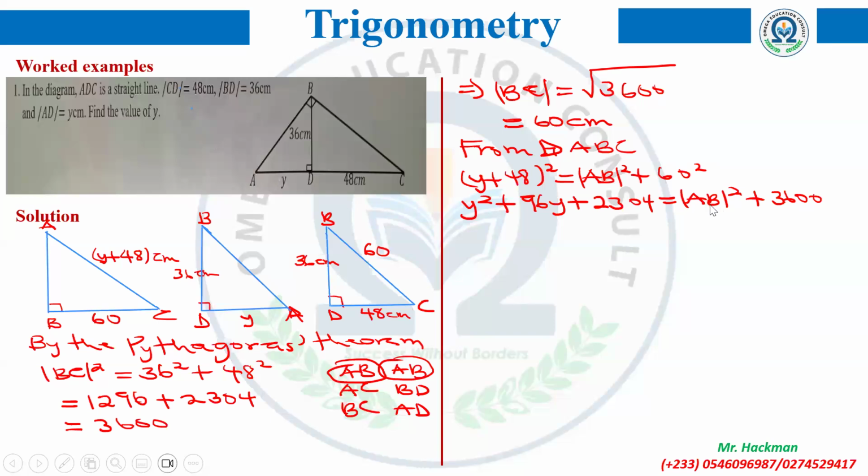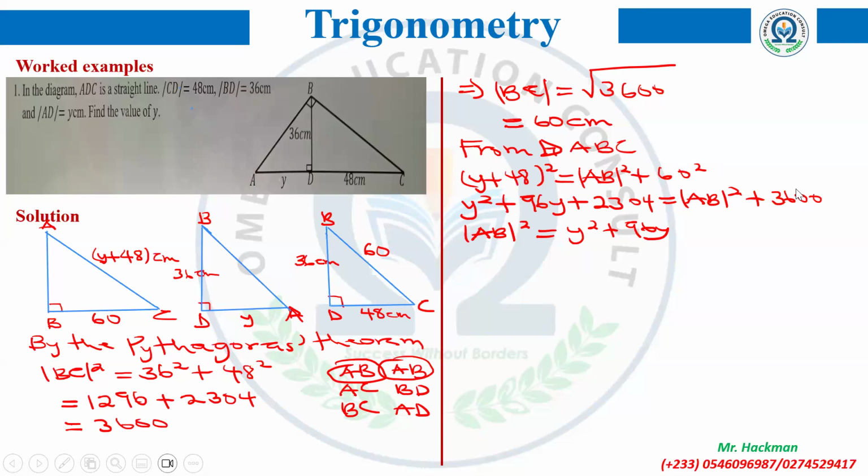So remember the goal was to get an equation in terms of AB. So I'm going to make AB squared stand alone. In that case, I have to move this one to this side. Is that clear? Yes, please. Though I'm moving this one here, in my mind I'm going to write AB squared and move that one first. So I'll write AB squared should be equal to y squared plus 96y, then plus, no, I think it will be minus instead. So I'm going to do 2304 minus 3600. I hope you get the point. This one will come here.